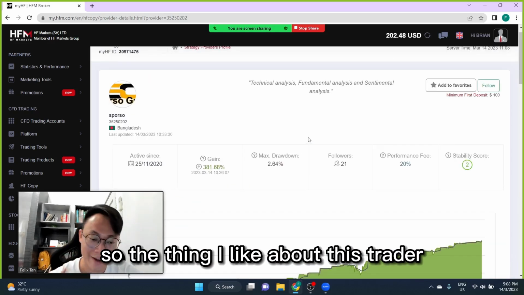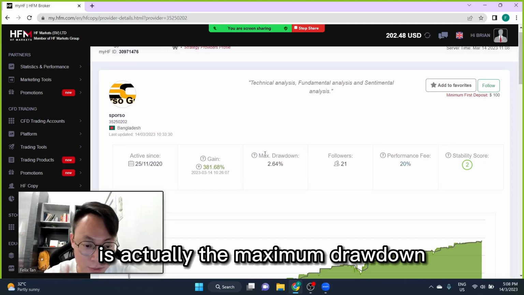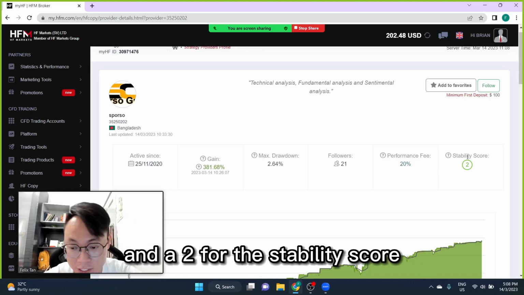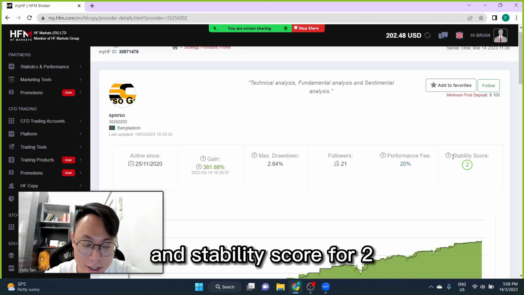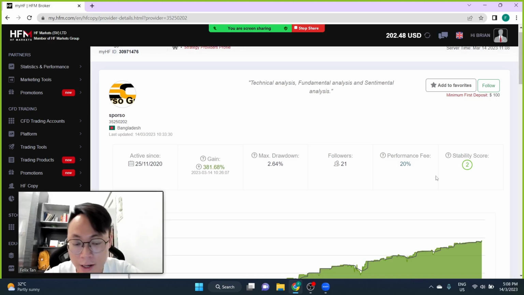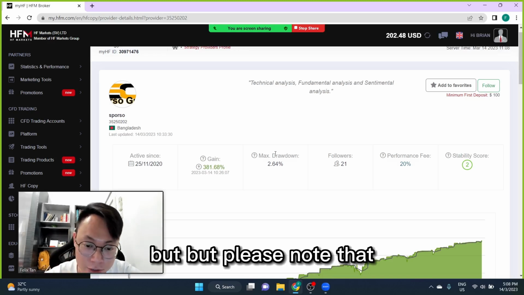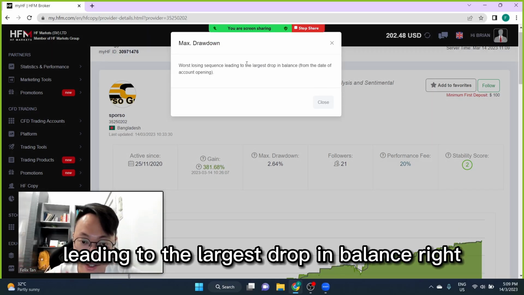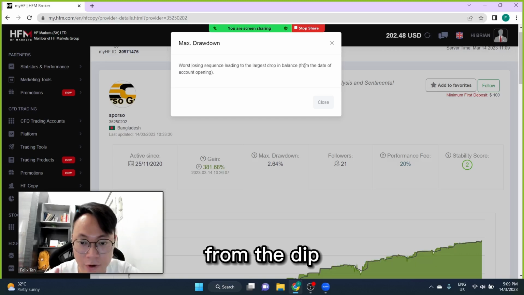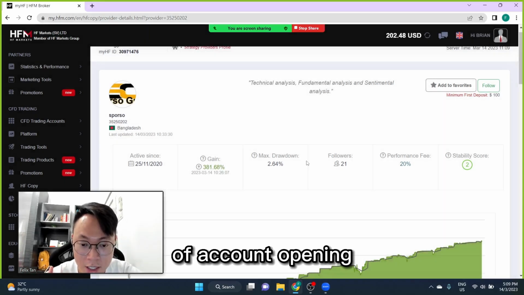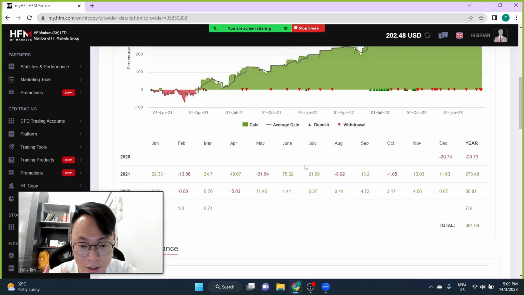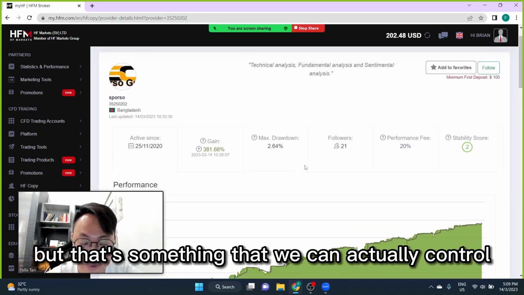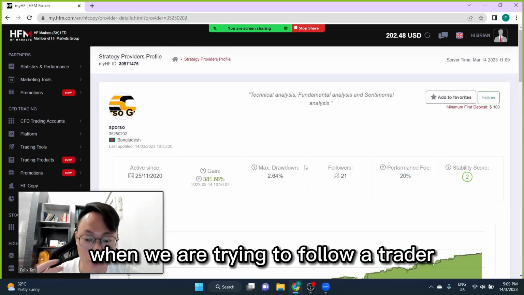So the thing I like about this trader is actually the maximum drawdown, and also he has a low performance fee and a stability score of two. But please note that the maximum drawdown here is actually the worst losing sequence, leading to the largest drop in balance, right, from the date of account opening. So this is not about the floating loss, right? But that's something we can actually control when we are trying to follow a trader.